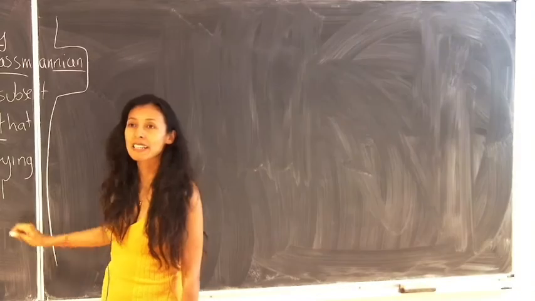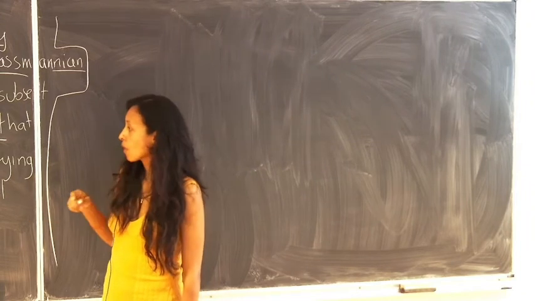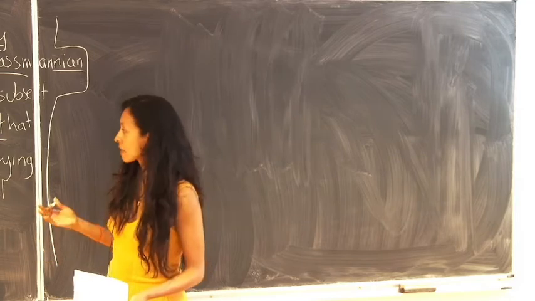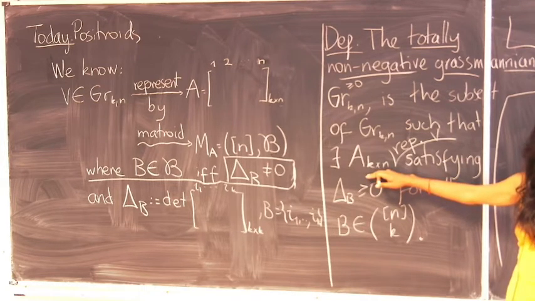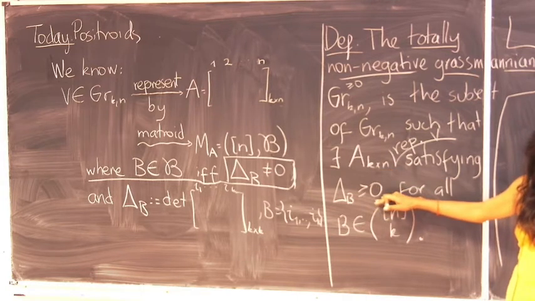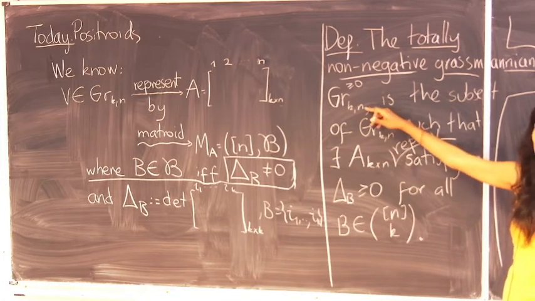So basically here, in this definition, I'm just saying that whenever I have a vector space and I'm lucky enough to find a matrix or a basis that represents it, and if I were to compute all the maximal minors of that matrix and all the maximal minors are bigger than or equal to 0, I can conclude that my point in the Grassmannian actually belongs to the totally non-negative Grassmannian.